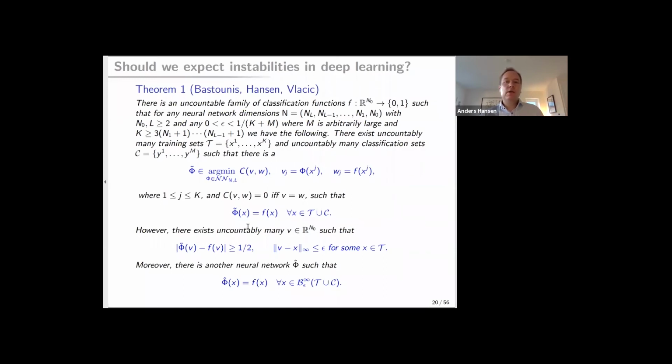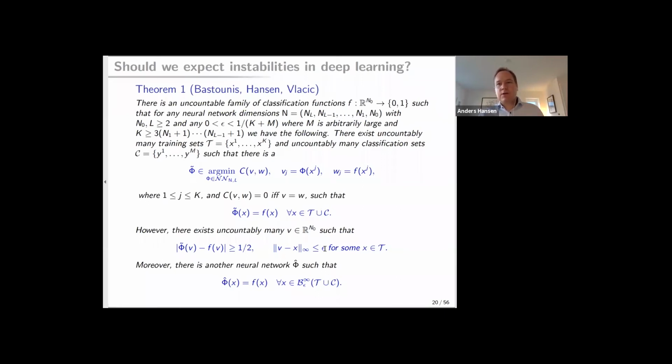But there will be uncountably many cases for which it will misclassify. And these cases are going to be epsilon away from the training data that is already seen before. And that epsilon could have been arbitrarily small. So this is exactly what we see in practice. You take two images that you cannot see the difference, but one of them will be misclassified. And there's uncountably many of them.